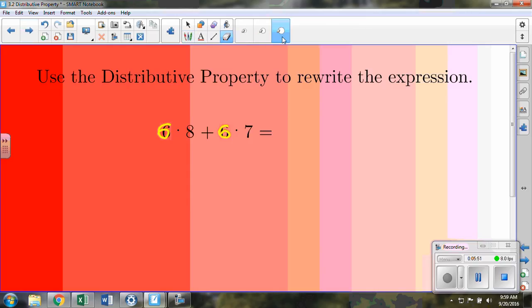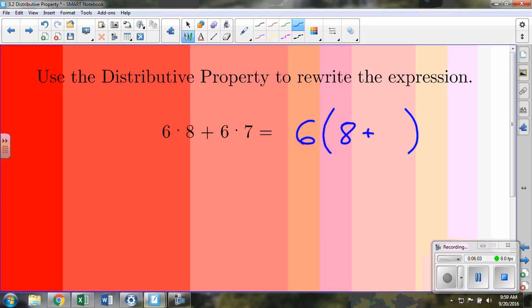Recognizing that both pieces have the 6 allows us to say the 6 is put on the outside, and then what got left behind: 8 plus 7. We're done. We were not asked to get a number answer. The directions asked us only to rewrite, so that's all we need to do.